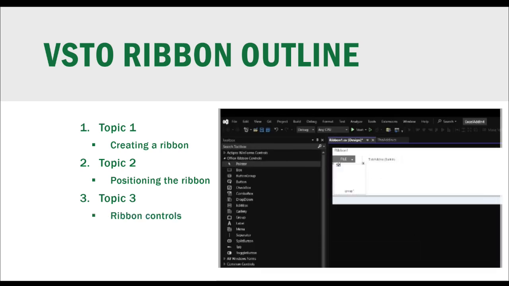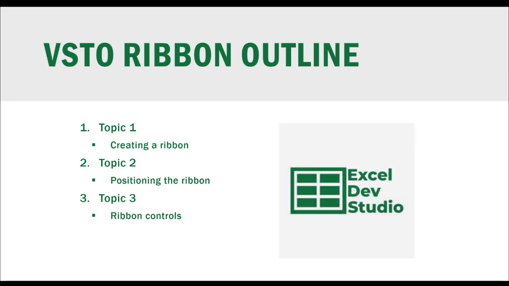Finally, we will discuss the types of ribbon controls we can add and how to use them with examples. There are 15 possible ribbon controls available. Some like the box, group, and separator controls are used for organizational and presentation purposes. Others, such as the button and checkbox, are used to call a procedure and execute your automation features.